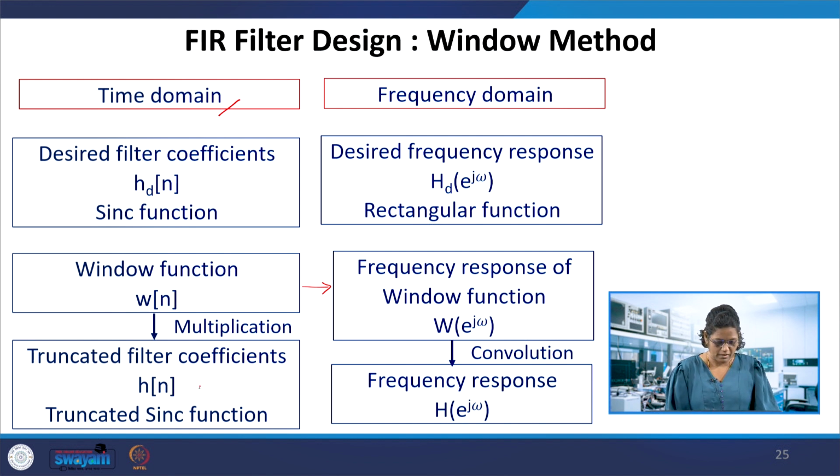And if you look at the same thing in the frequency domain, we have the desired frequency response of the filter, and the second one is the window function and its frequency response. If we convolve these two, then we get the frequency response of the designed filter, H of j omega.